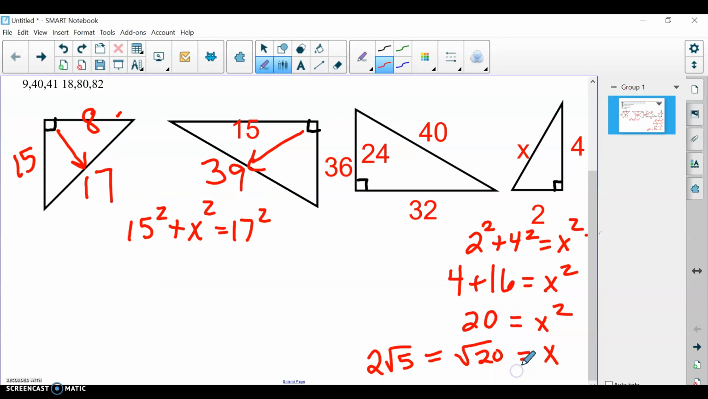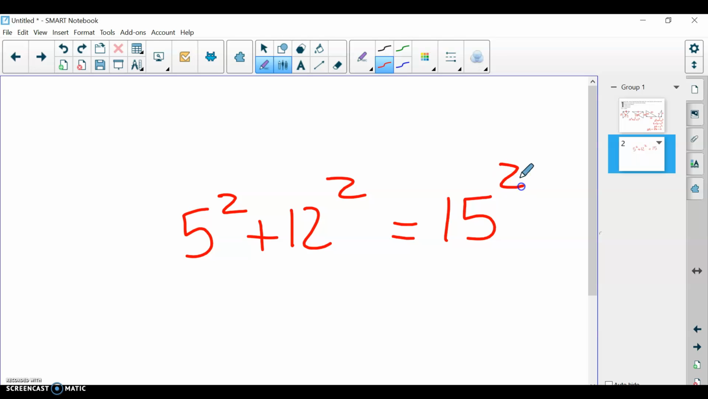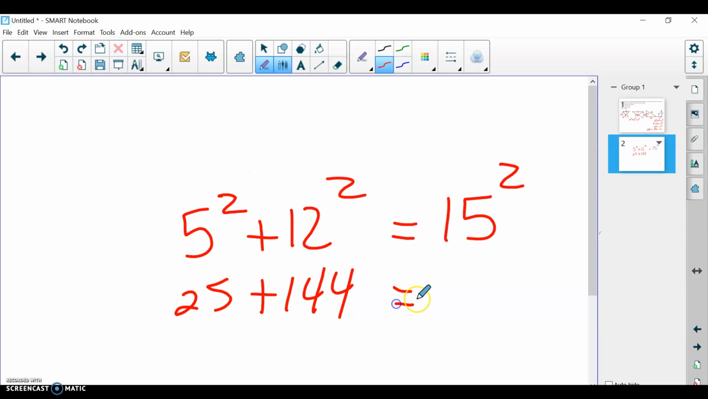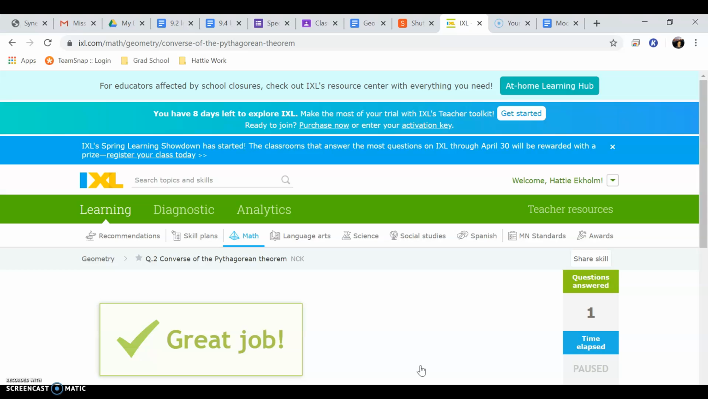So I'm just going to go to another one of these here. So 5 squared plus 12 squared, does that equal 15 squared? So we just type that in real quick. Is 25 plus 144 equal to 225? Does that work? No. Okay, so on our IXL, this one would be no.